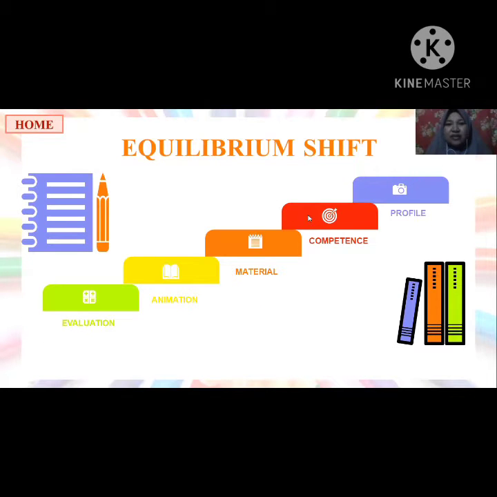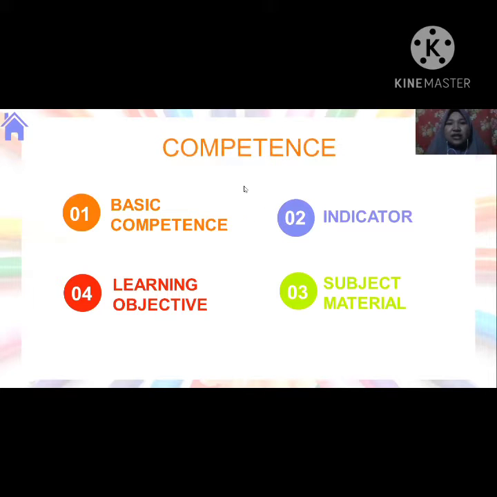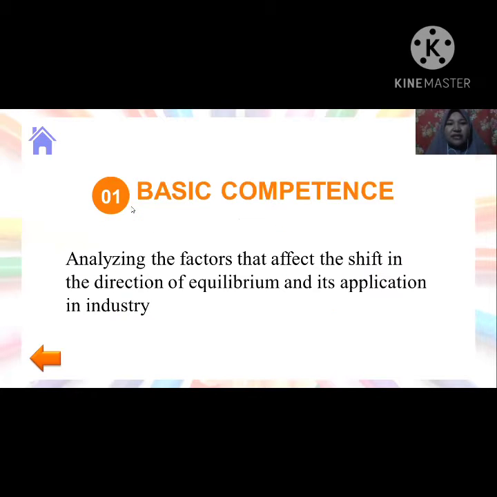The next is competence. There are four competences for this learning. The first is basic competence. The basic competence for this learning is analyzing the factors that affect the shift in the direction of equilibrium and its application in industry.